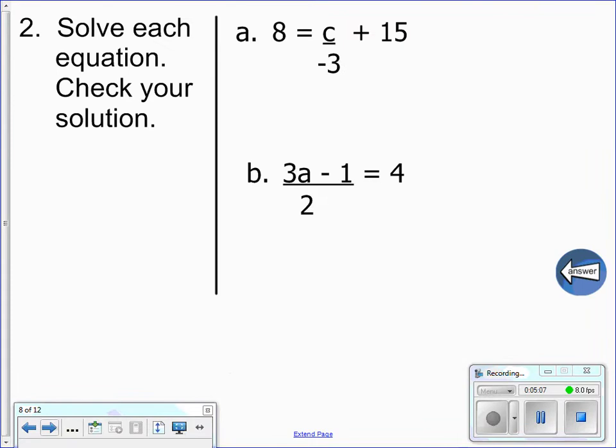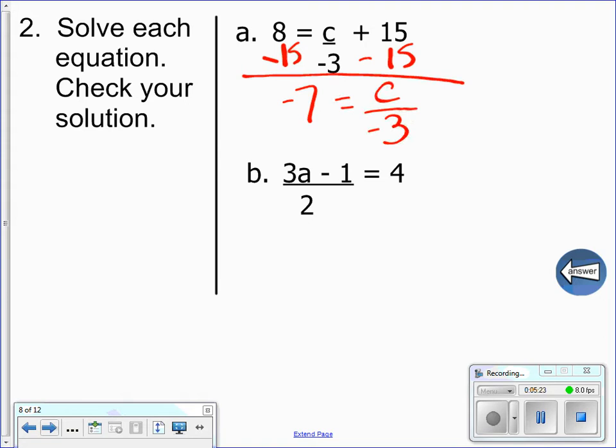All right, this one says solve your equation, check your solution. So the first thing I'm going to do on this first one is subtract the 15. So I get minus 15 from both sides. That gets me negative 7 equals c over negative 3. Right now the c is being divided by negative 3. The opposite inverse operation of that is to multiply by negative 3, which we do to both sides, and that gets me c equals positive 21.